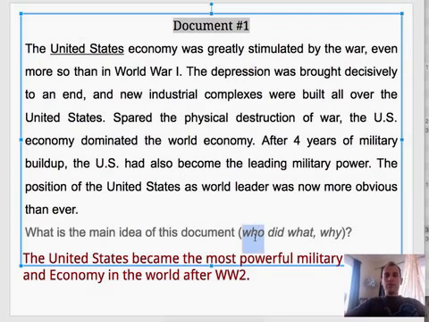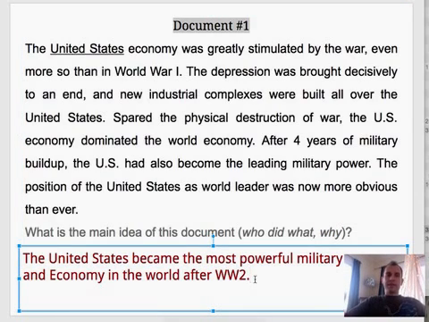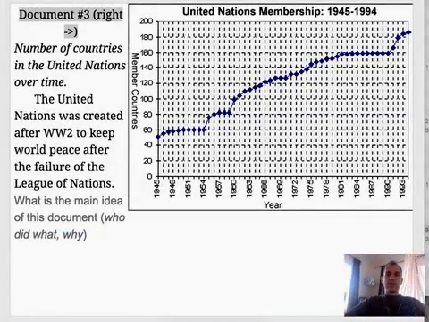First, figure out who the heck we're talking about. U.S. What'd they do? And you know what? You can kind of think about the why, but you don't necessarily have to put it in your main idea. Remember, the whole point of the main idea is so that you can use it in an essay.